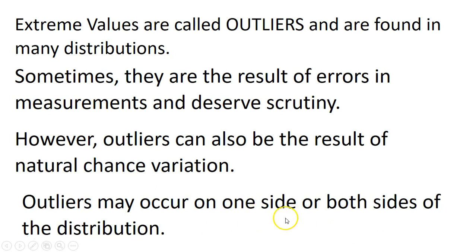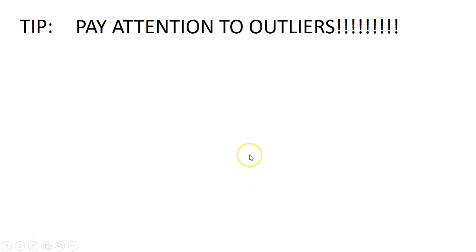Outliers may occur on one side. They could occur on both sides of your distribution. They can occur everywhere. So your tip is this. It's a very simple tip. Pay attention to the outliers. You can't just say, it doesn't matter for my data set. That's not what happens with an outlier.